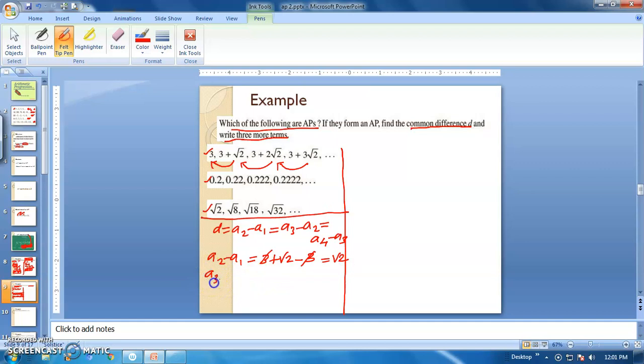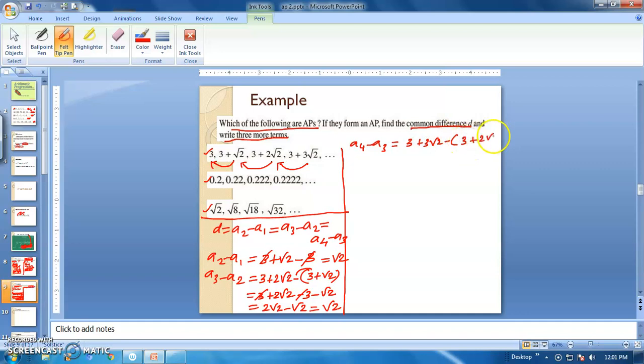Next, A3 minus A2. What is A3? 3 plus 2 root 2, minus A2, which is 3 plus root 2. So 3 plus 2 root 2, and multiply the minus inside: minus 3 minus root 2. So plus 3 minus 3 gets cancelled. Here 2 root 2 minus root 2, when we subtract, we get root 2. So A3 minus A2 is also root 2. Next one, A4 minus A3. What is A4? 3 plus 3 root 2, minus A3.